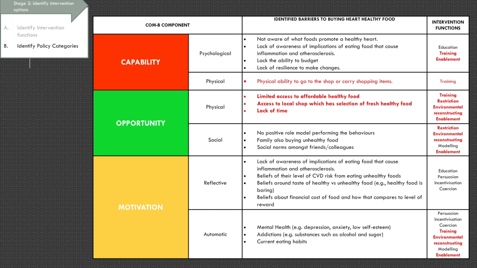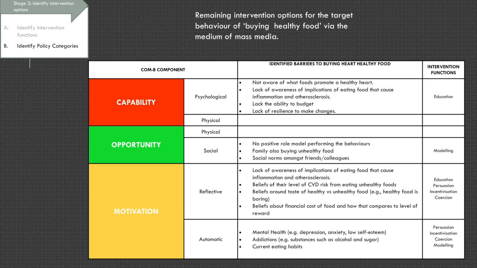all the barriers that are highlighted in red and all the intervention functions that are highlighted in red are the ones that we're not going to focus on because we're not able to impact those barriers through a mass media video promotion campaign. And as you can see, that whittles down the barriers that we can focus on and the type of intervention functions that we can use.